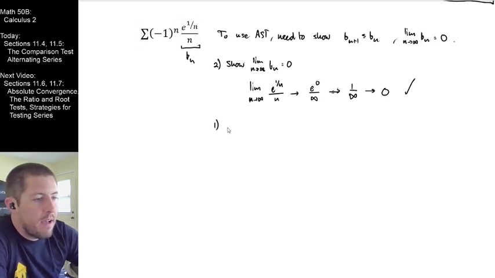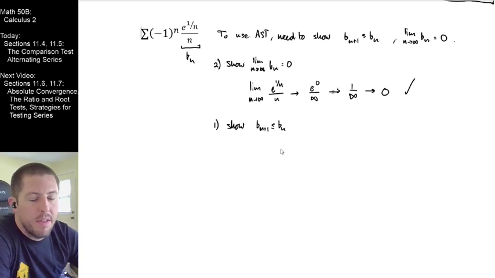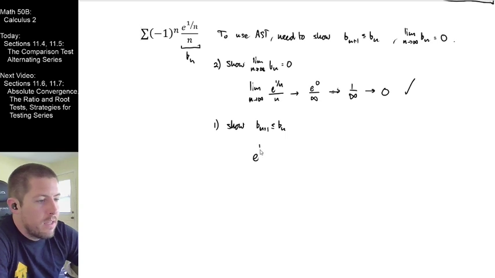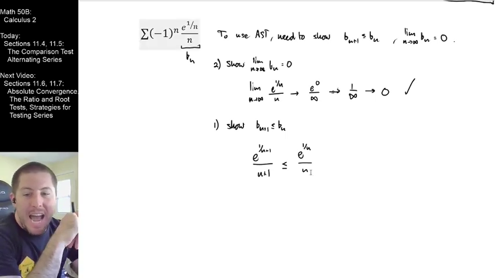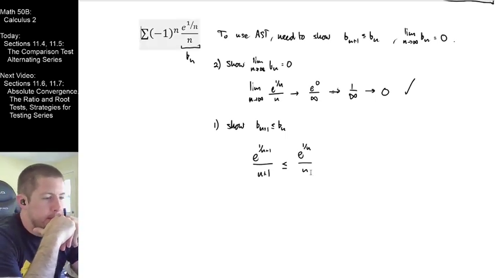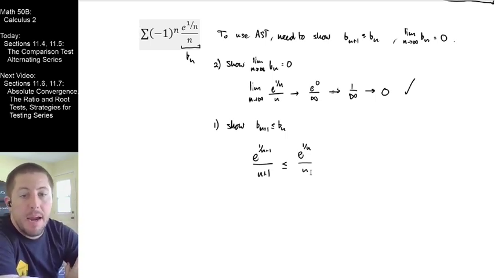Now, the thing that seems less obvious to me is showing that the sequence is decreasing, that every next term is smaller than or equal to the current term. So what does that look like here? Well, that should be e to the 1 over n plus 1, over n plus 1, is less than or equal to b sub n, which is just e to the 1 over n over n. And I don't know what to do to directly do this. My issue is it's really difficult to compare exponentials with linear terms, with polynomials.